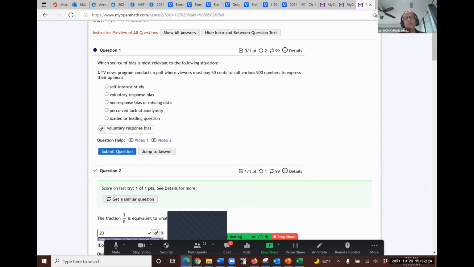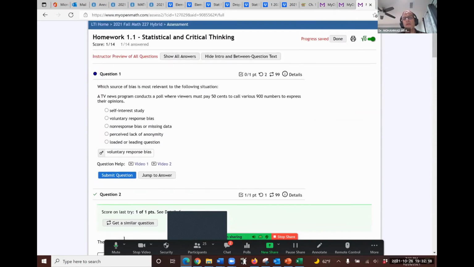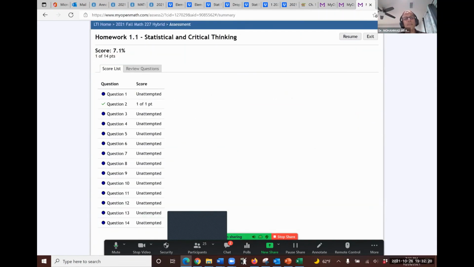And again, you do the same thing. You continue more and more. You do the work in the middle of the homework. You say it's done, so it tells you one of the questions is done and the other ones are not. I thought we did question one. It's unattempted, so you can resume or exit. So this is how you do your homework.